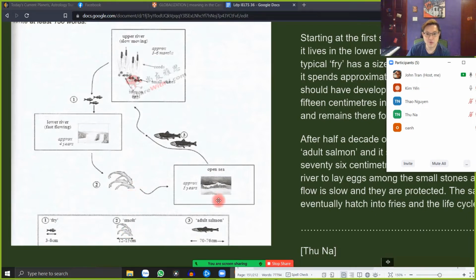And then the smolt will move to the open sea and spend the time there for approximately 5 years.